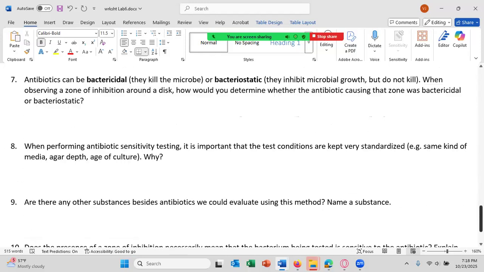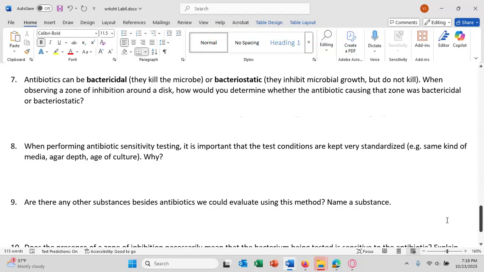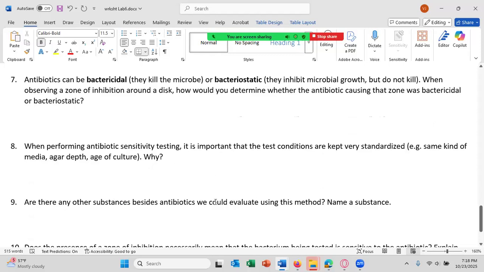All right, 8. When performing antibiotic sensitivity testing, it's important that the test conditions are kept very standardized, meaning we use the same kind of media, the same agar depth, the same age of the culture. Explain why. 9. Are there other substances besides antibiotics we could evaluate using this method? They're talking about the Kirby-Bauer diffusion method. And besides saying yes or no, you must name one substance.